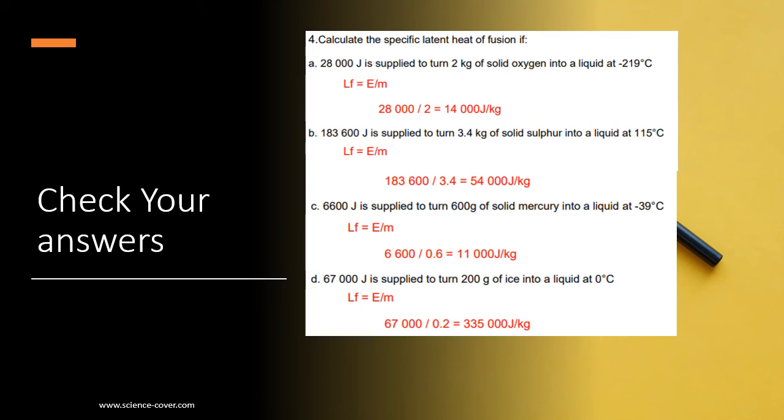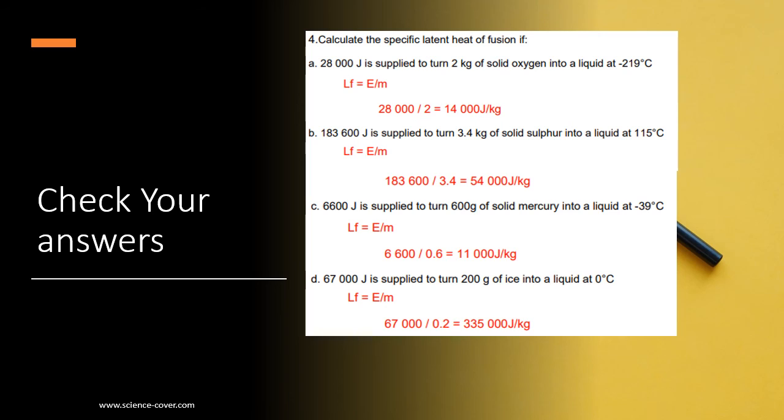Part C, we've got 6,600 joules, and we've got 600 grams of solid mercury changed into a liquid. Now we can't use 600 grams, we've got to change it to kilograms, so it'll become 0.6 as a mass. And so if we divide 6,600 by 0.6, it gives you 11,000 joules per kilogram.